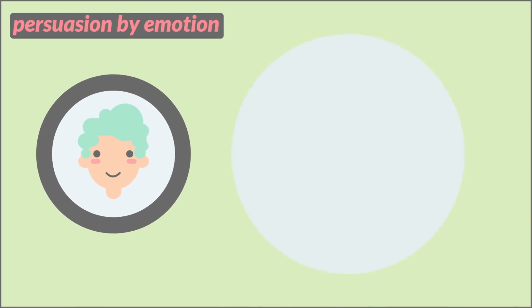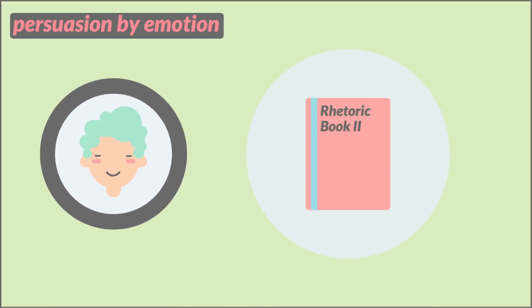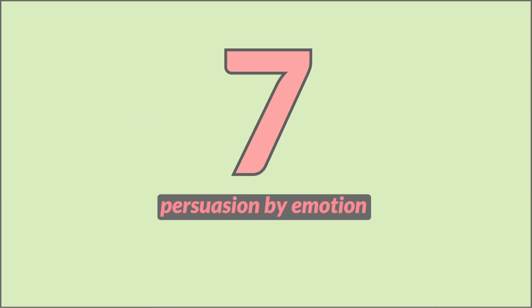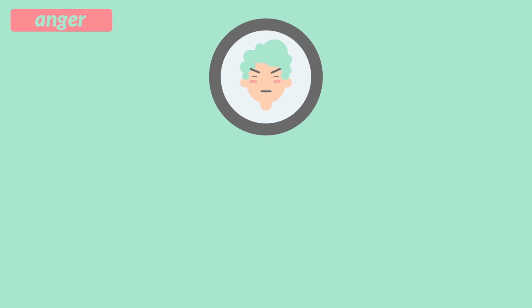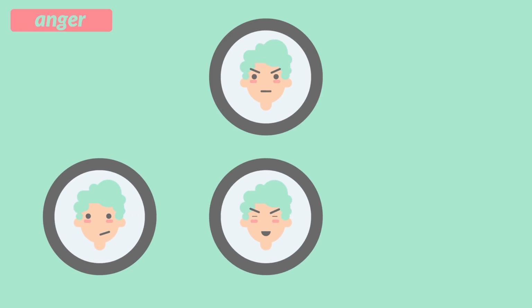Aristotle talks about the emotions in depth in Book 2 of Rhetoric, but I'll give a brief summary of the roughly 7 emotional dualities he puts forward. The first one is anger versus calm. People feel angry when you show contempt towards, act spitefully against, or shame them.